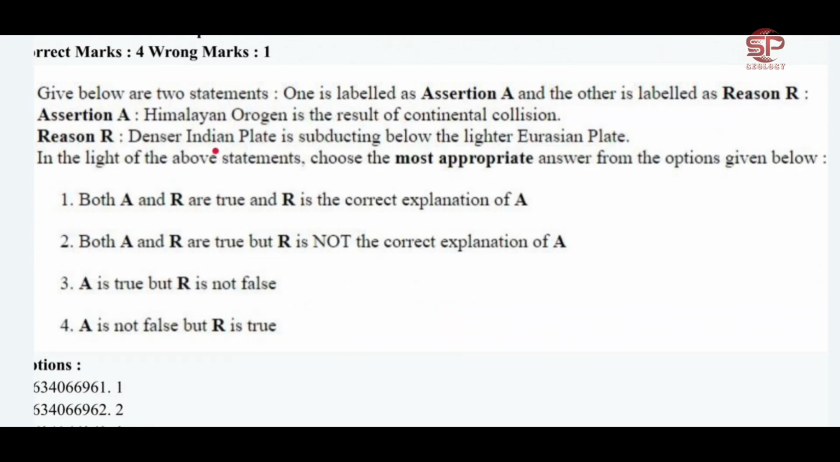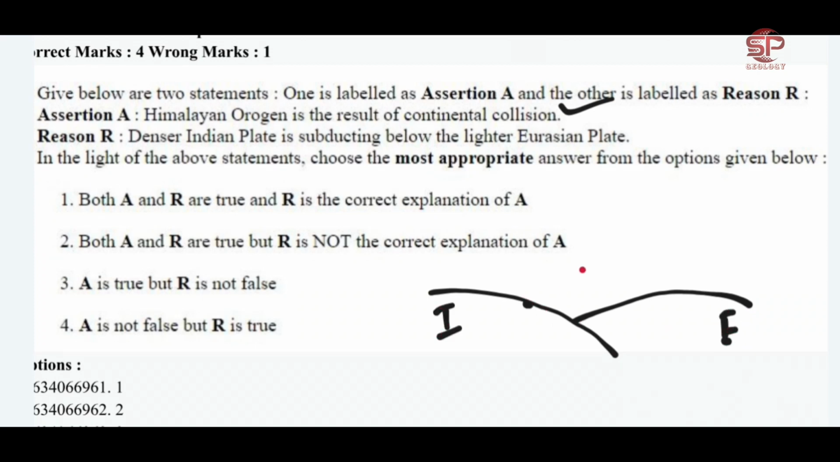So the two statements here. Himalaya origin is the result of continental collision. So basically it is correct. Then the denser Indian plate subducted below the lighter Eurasian plate. It is also correct. The subduction is like this. Here is your Indian plate, this is the Eurasian plate, and this is the Himalaya. We have two basins here. This is a foreland basin, this is also a foreland basin. This is the peripheral foreland basin, and this is the retroarc foreland basin.